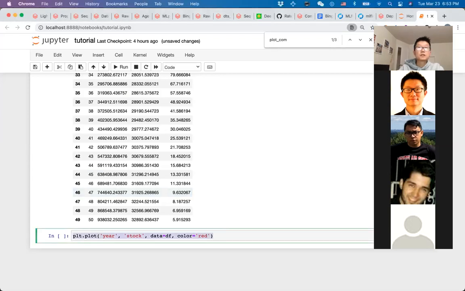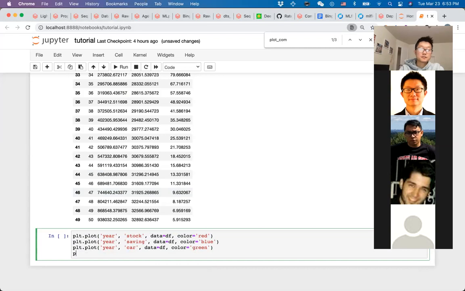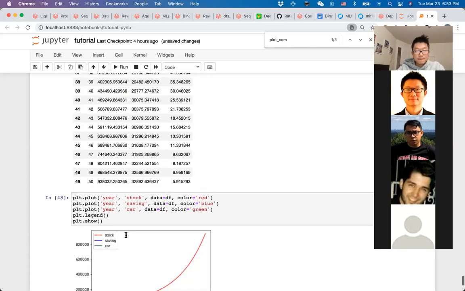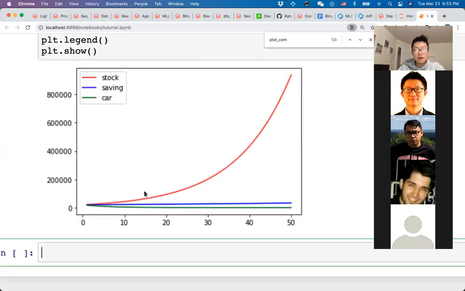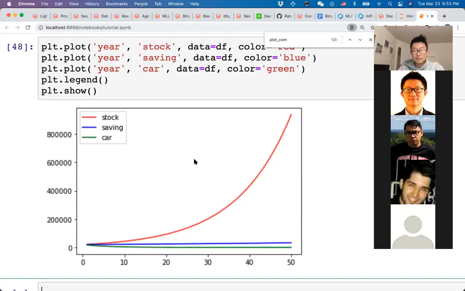Okay, so then let's plot more lines. This will not be stock, it will be saving, color equal to blue, and this will be car, let's say color equal to green. Okay, so the graph and plt.show. Okay, so this is the difference in your life if you choose different strategies to handle money.